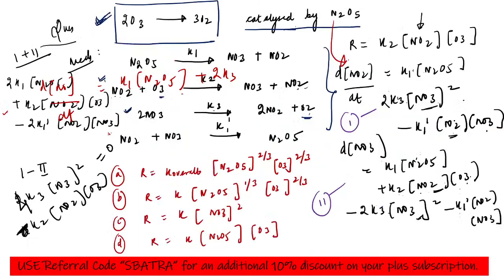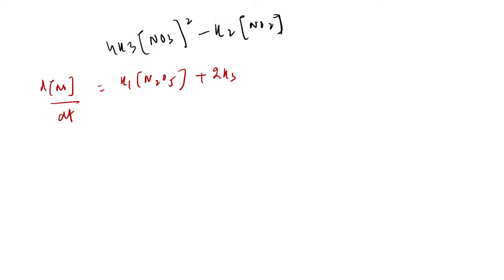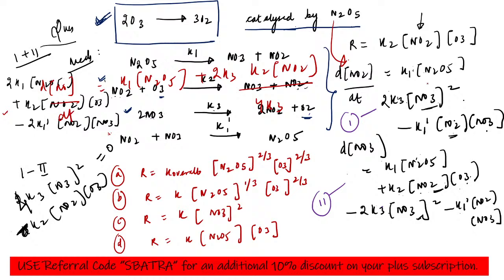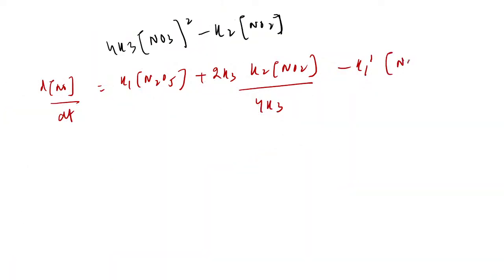So we got the value of NO3 whole square. The value is basically NO3 whole square is K2 NO2 divided by 4K3. This is your value of NO3 whole square. So minus K1', and then we have NO2, then we have NO3. So the NO3 value is nothing but K2 to the half into NO2 to the half, divided by 2K3 to the half.